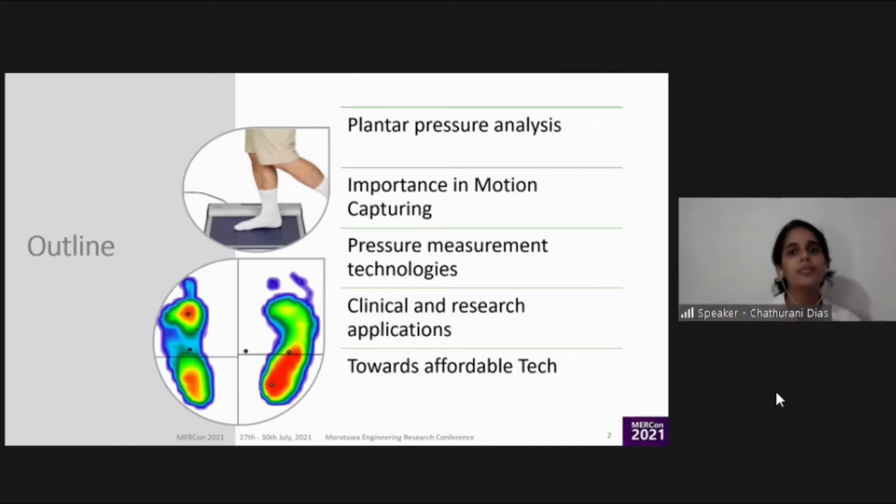In this session, we will start by touching on some basics and also the importance of plantar pressure analysis in motion capturing. We will look at some technologies that are already there for this pressure measurement. And we would like to share some of our experience in using plantar pressure measurement in these clinical and gait-related research studies. And of course, let's have a small glimpse at what we can do towards achieving affordable technology in this realm as well. So let's get started.